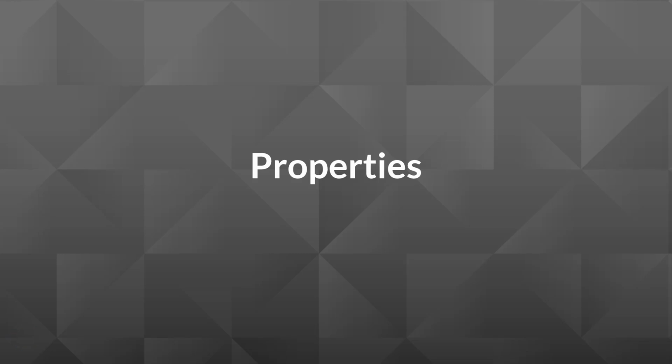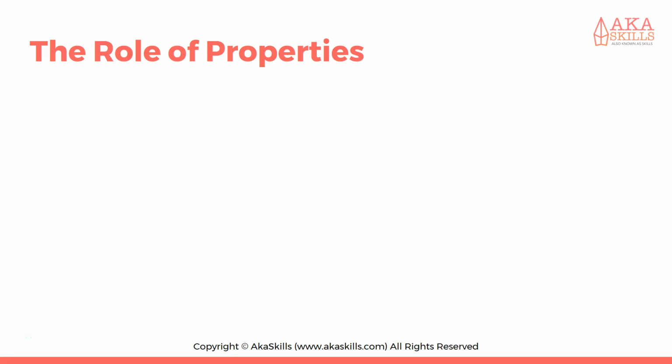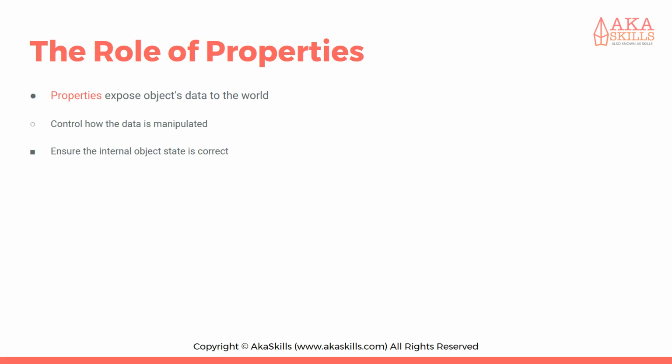Let's now review the properties. The role of properties is that they expose object data to the world, and they control how the data is manipulated. We have to ensure the internal object state is correct as well. For example, price should always be kept positive, and this means keeping the object state correct. The price cannot be negative, and that's why we should take care of that.